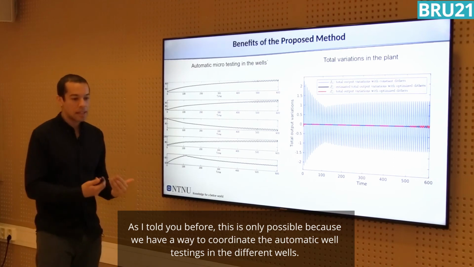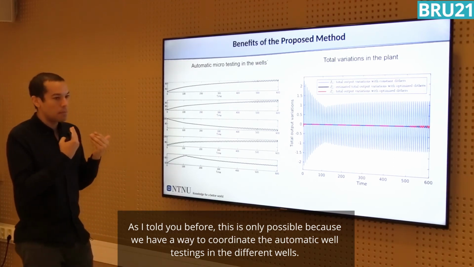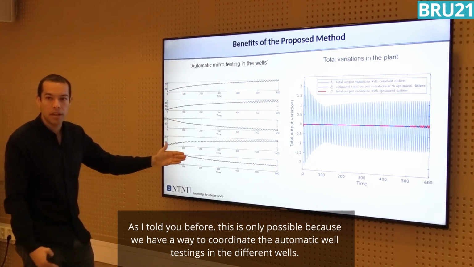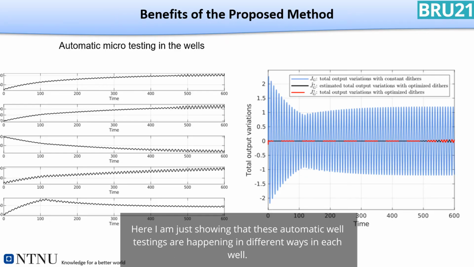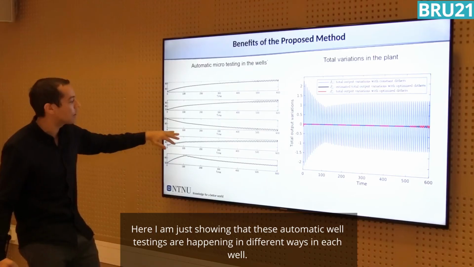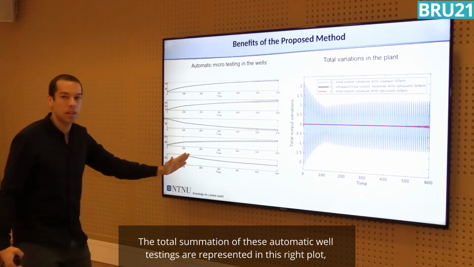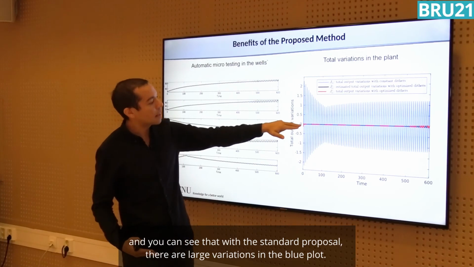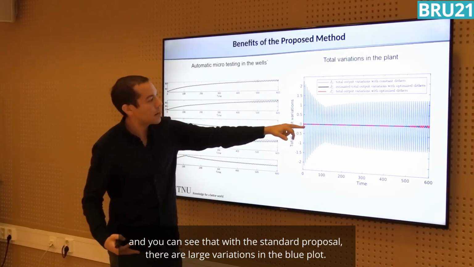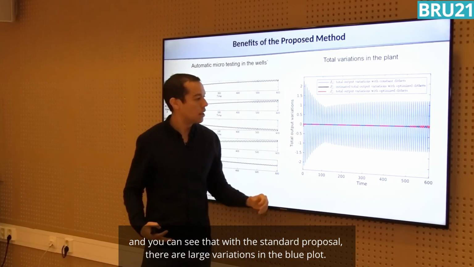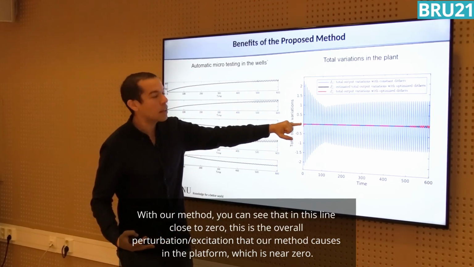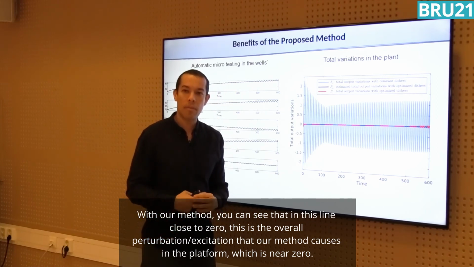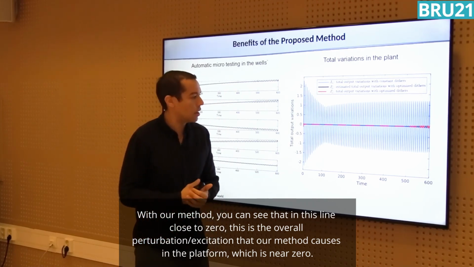As I told you before, this is only possible because we have a way to coordinate the automatic well testing in the different wells. I'm showing that these small automatic well testings are happening in different ways in the different wells. The total summation of these automatic well testings is represented in this right plot. You can see that with the standard proposal there are large variations, in the blue plot. With our method, in this line close to 0, the overall perturbation excitation that our method causes in the platform is near 0.